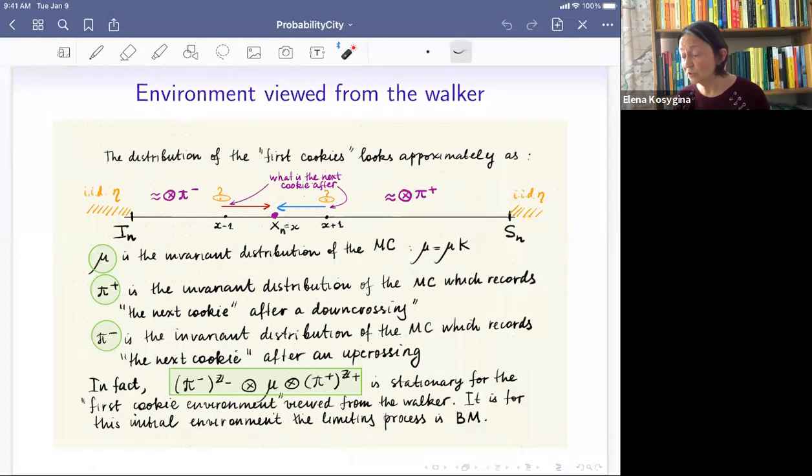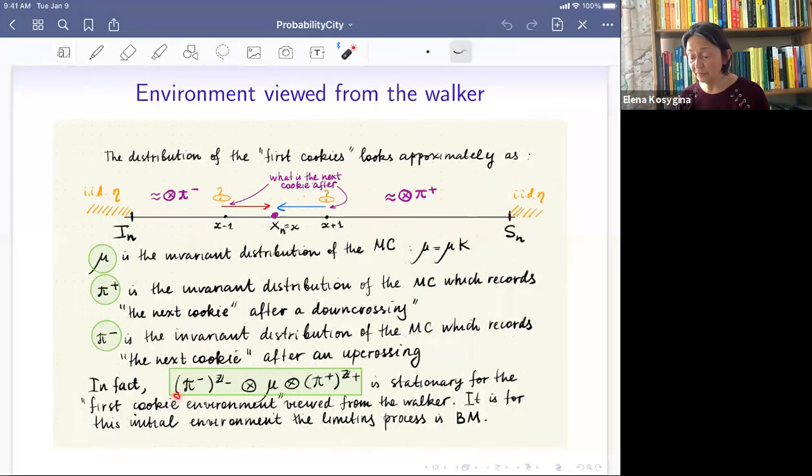So if you ask yourself, what is the next cookie at x plus 1 if the last transition was a down crossing? The next cookies after successive down crossings form in themselves a Markov chain. This is a finite state Markov chain, of course, and it has its invariant distribution, which we call pi plus. Similarly for up crossings: what is the next cookie after the up crossing? We call the invariant distribution for this different Markov chain pi minus.